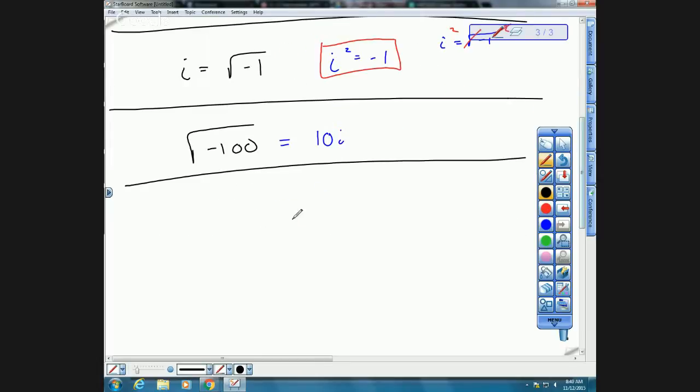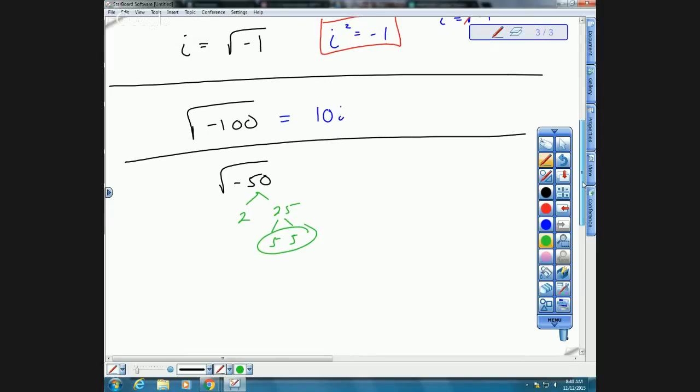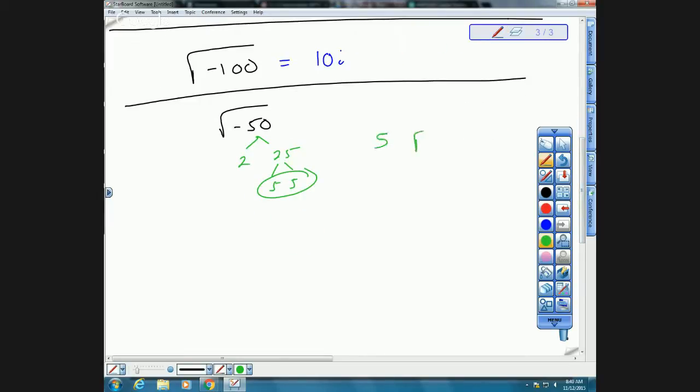Or what about if we were negative 50? If we were simplifying like we've been doing, so you break this down, 2 and 25, 5 and 5. So you have 5 square roots of 2, but since we have a negative there, we're going to put an i. So everything works the same way, except if you see a negative under the square root, you put an i.